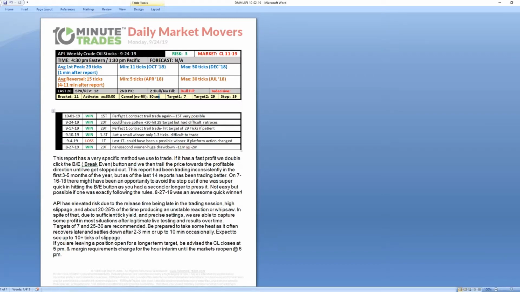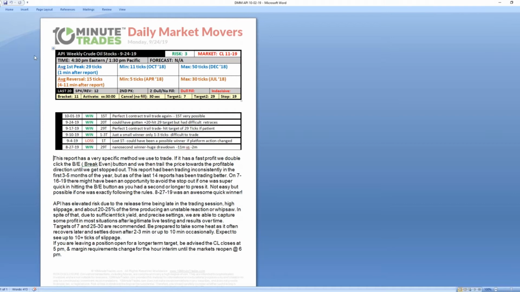The API report, as you can see, has been trading quite well lately. Okay, it's had quite a few winners as opposed to losers over the last 6 reports. Now, I did something special on this report. I explained very specifically how to trade it, how I trade it, not how you should trade it, how I trade it. So you could watch me and understand the thinking that I'm doing when I trade the API report.